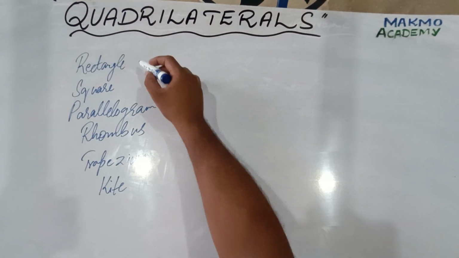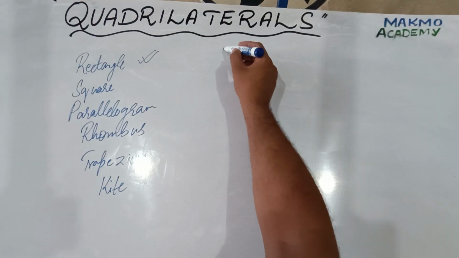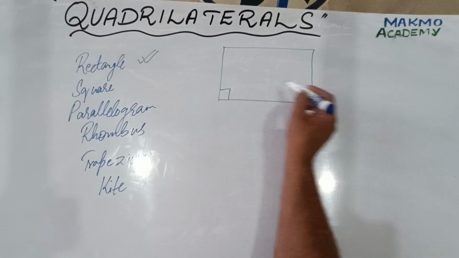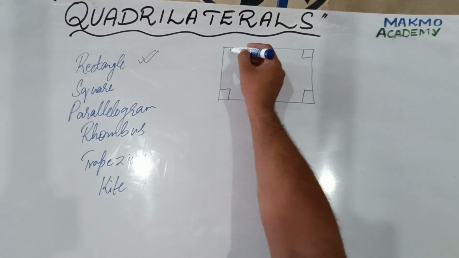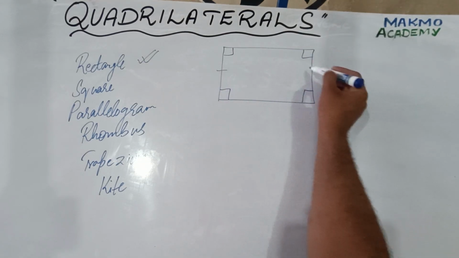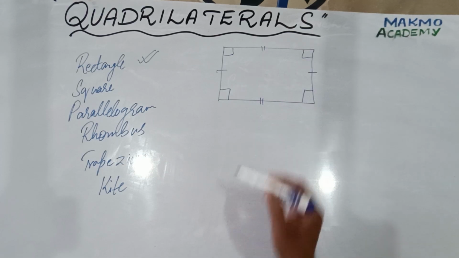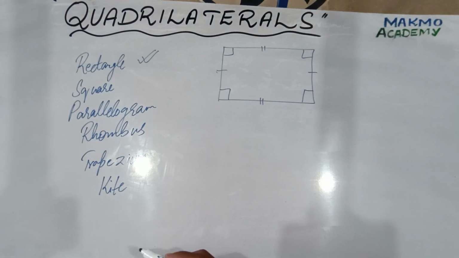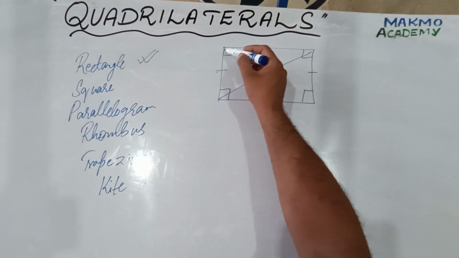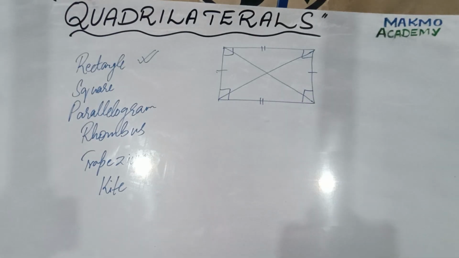Today in this video we will only discuss the rectangle and all the properties of the rectangle. In a rectangle, all four angles are 90 degrees, and opposite sides are equal in length. These two sides are equal and these two sides are equal in length. And the two diagonals are equal in length. A diagonal is a line which joins opposite vertices.